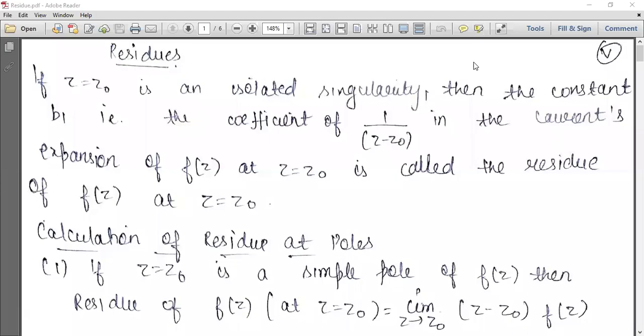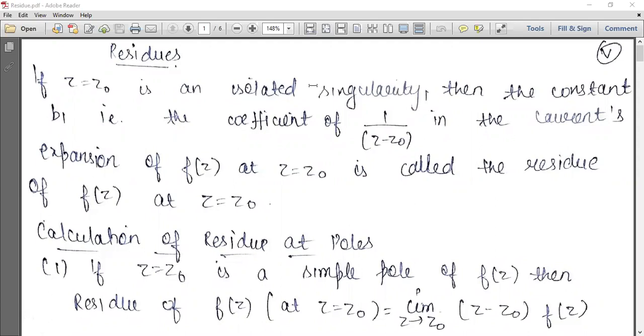Welcome back. In the last video, we studied the singularities and zeros of an analytic function. Singularities are classified into two categories: you can have an isolated singularity or a non-isolated singularity. Further, isolated singularities were classified into three categories: a removable singularity, a pole, or an isolated essential singularity.